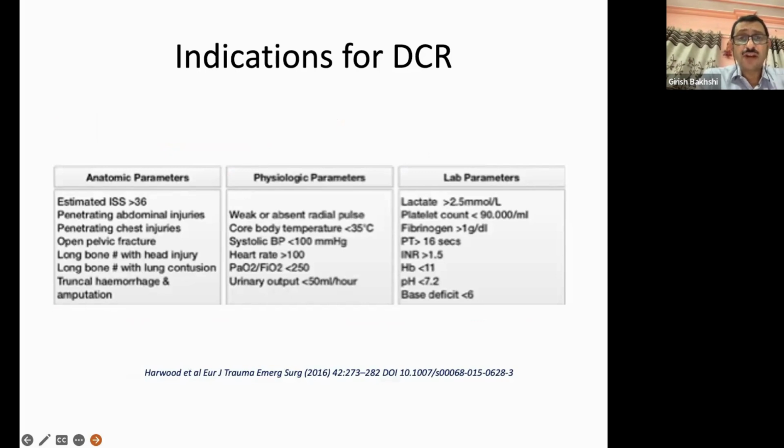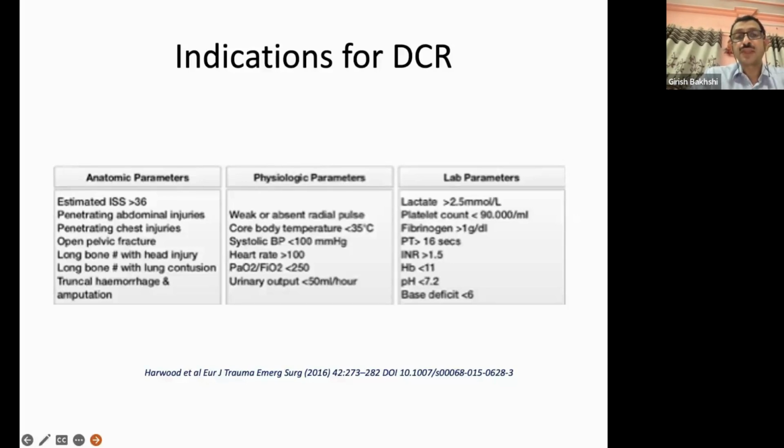When we talk about anatomic, physiological, and lab parameters, the anatomic features are an injury severity score of more than 36, penetrating abdominal injuries, penetrating chest injuries, open pelvic fractures, long bone fractures, amputation with massive hemorrhage. Now remember this thing, it started with laparotomy, but now it has been extrapolated to thoracic injuries as well as limb injuries.